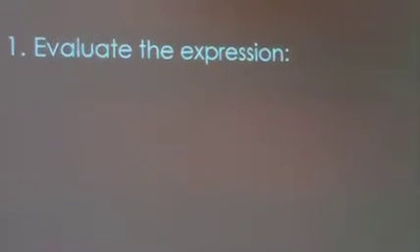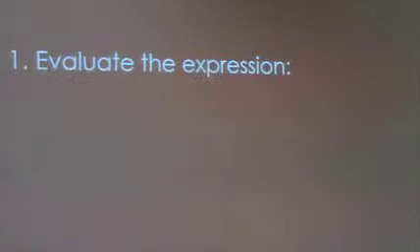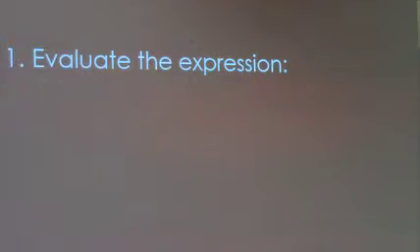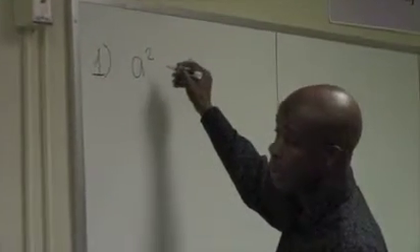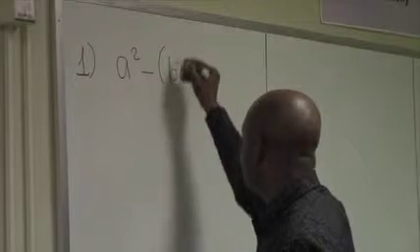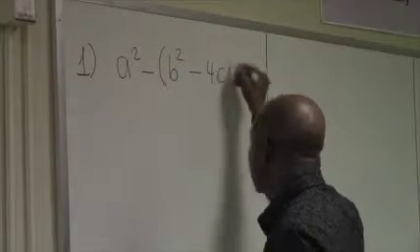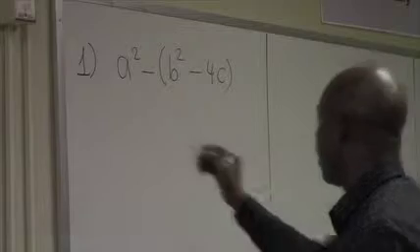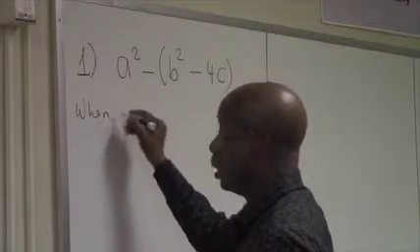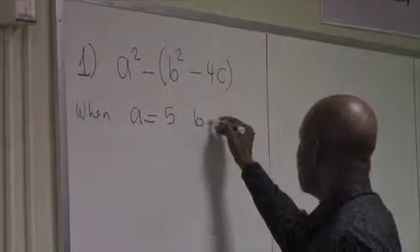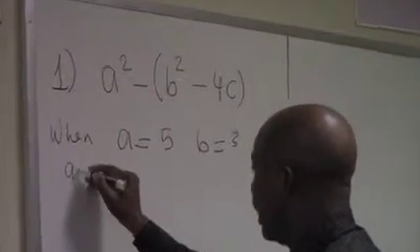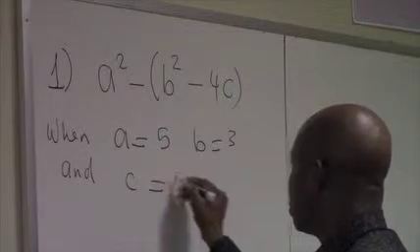So our first problem here, and we're going to put it on the board, says evaluate an expression. So we have an expression here which we should evaluate. Number one, we have the expression a squared minus b squared minus 4c, when a is equal to 5, b is equal to 3, and c is equal to 5.